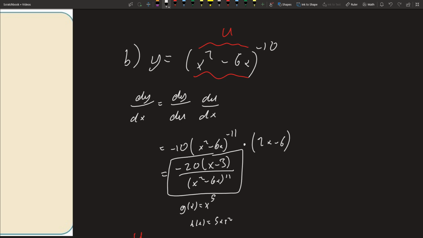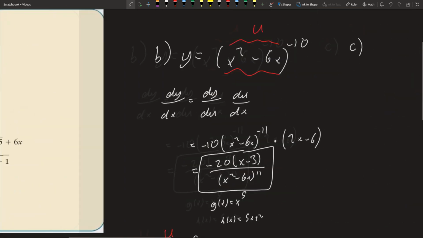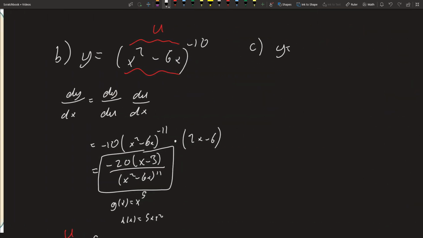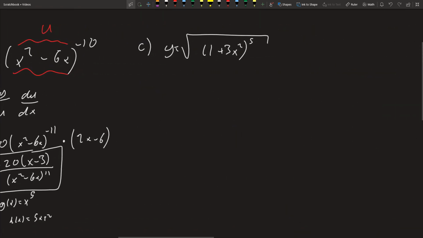So that's B done. Let's do C. For part C, y is equal to the square root of (1 plus 3x squared) all to the 5, I think. Yeah. So how do we do this?